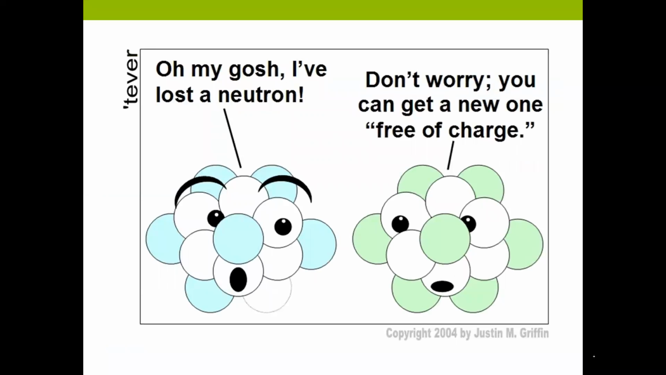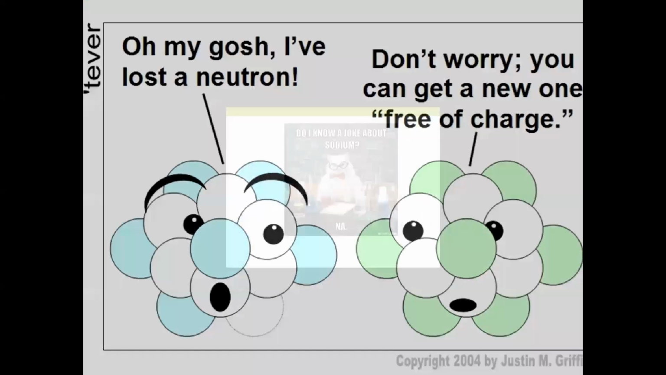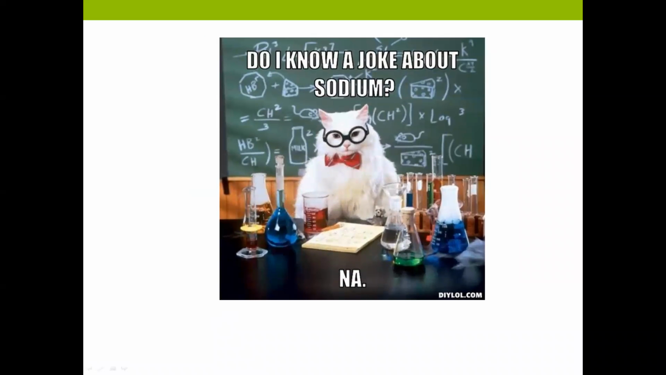This may be a chemistry pun at some point, so you gotta pay attention, I guess. So the one element says, oh my gosh, I've lost a neutron. Don't worry, you can get a new one free of charge. And then here's another one because we're starting to learn our symbols. Do I know a joke about sodium? Nah. Because it's the symbol of sodium.